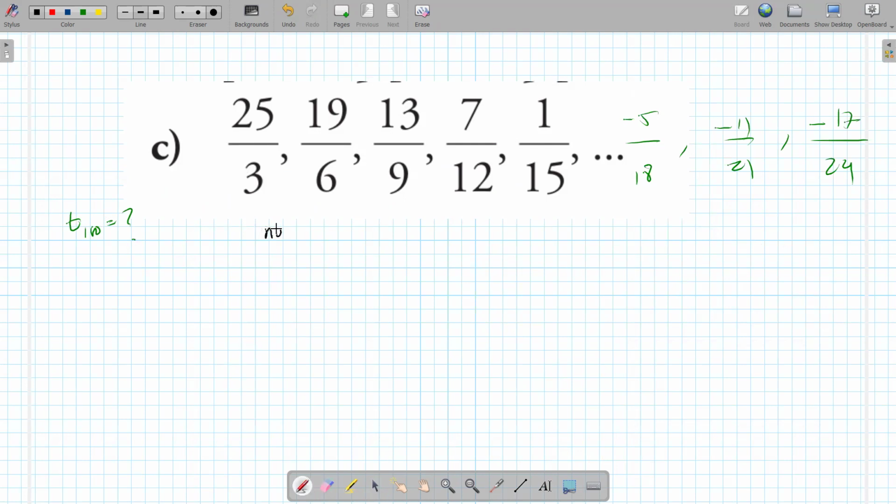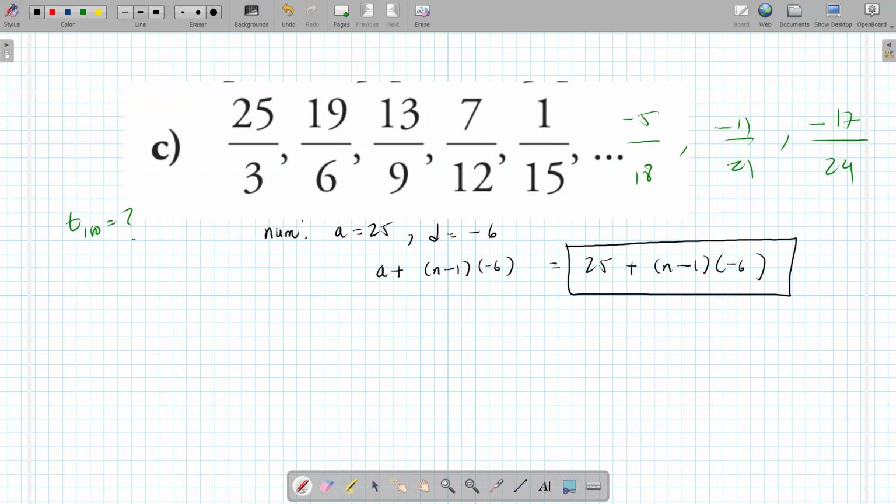In the numerator, A is 25, D is minus 6, right? So your general term in the numerator is A plus N minus 1 D. So it'll be 25 plus N minus 1 times negative 6. So that's it for the numerator. What about the denominator? What's the pattern there? You add 3.